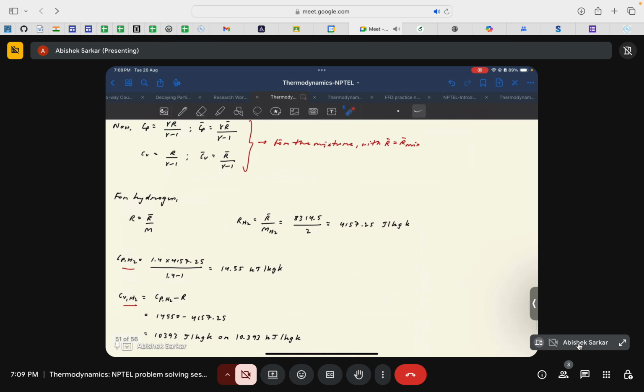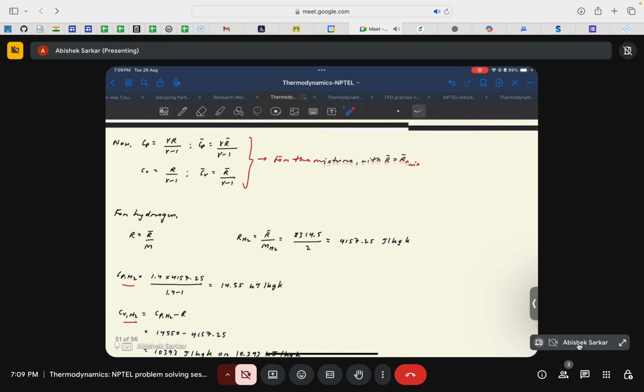If you substitute the value of R here for hydrogen, we will get CpH2 as 1.4 times 4157.25 divided by 1.4 minus 1, which will be equal to 14.55 kilojoule per kg Kelvin. Now you may ask why gamma is 1.4. Since we are dealing with diatomic gases, both hydrogen and what's the other gas?